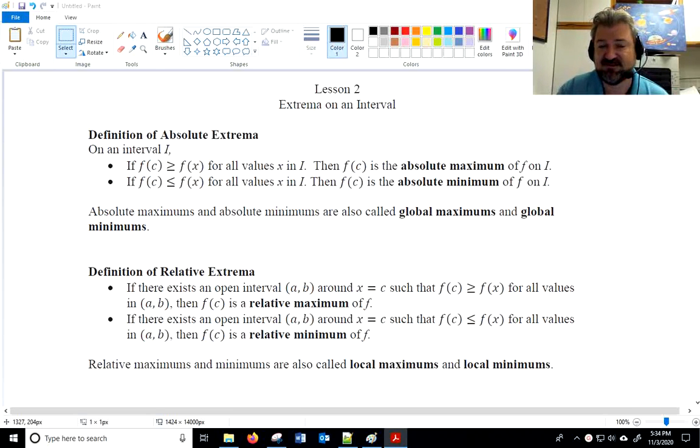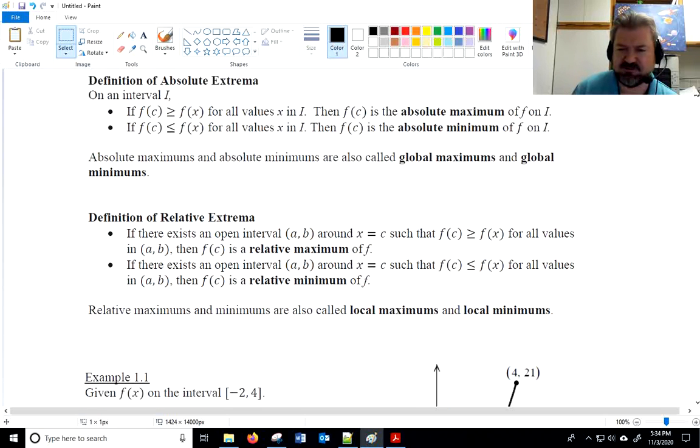Likewise, if f of c is less than or equal to f of x for all the values in the interval, then we call it the absolute minimum of the interval. Absolute maximums and absolute minimums are also called global maxes and global mins. So I'll try to use those words interchangeably to keep you familiar with them, but I tend towards calling them absolute. So now we can define relative extrema.